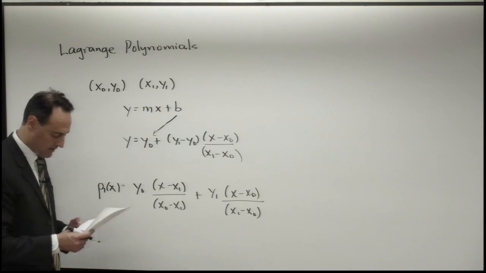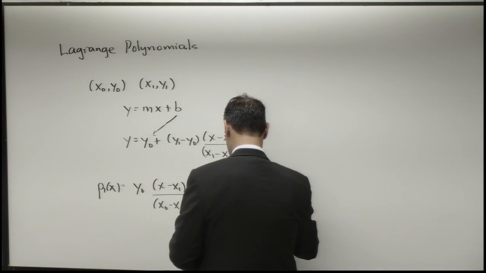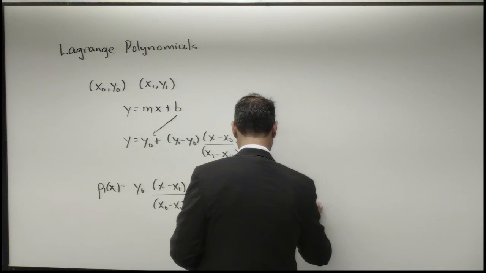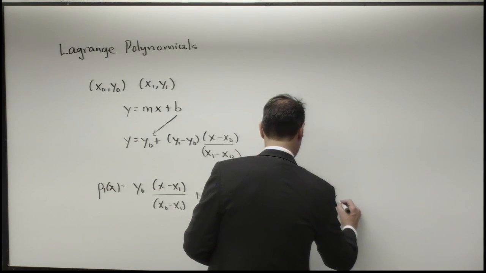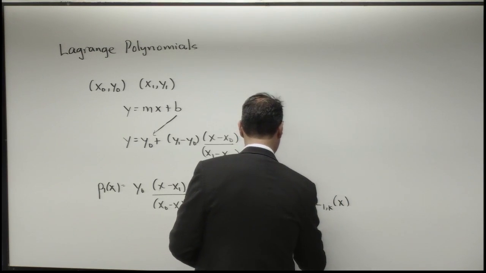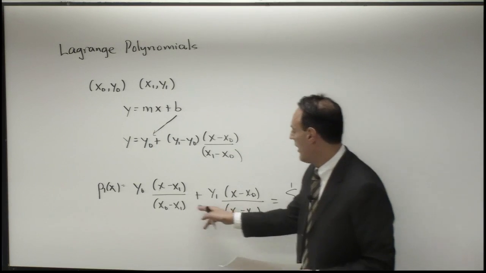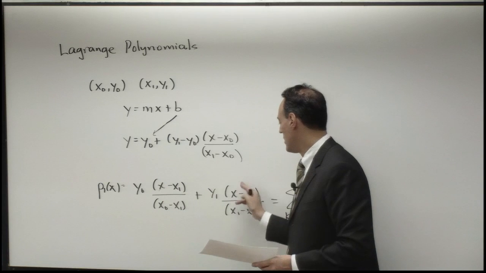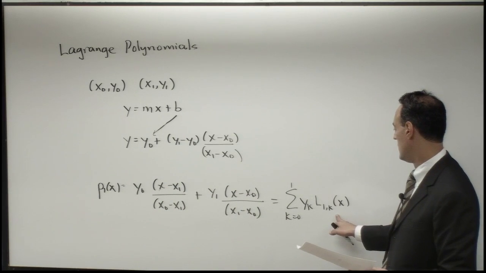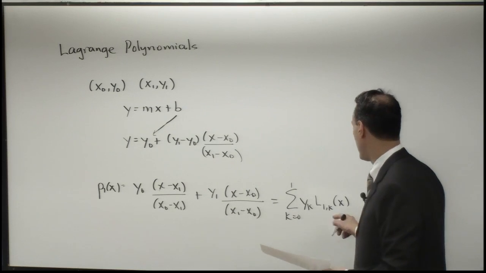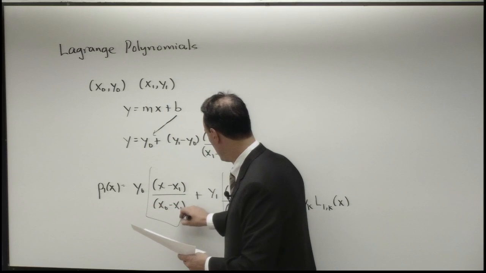In fact, one generic way to think about this is to write this as the following. The y of k's, in other words, your y values you're going through, times this coefficient here. These are called the Lagrange coefficients. Okay? And in this case, the Lagrange coefficient is either this one here or this one here.